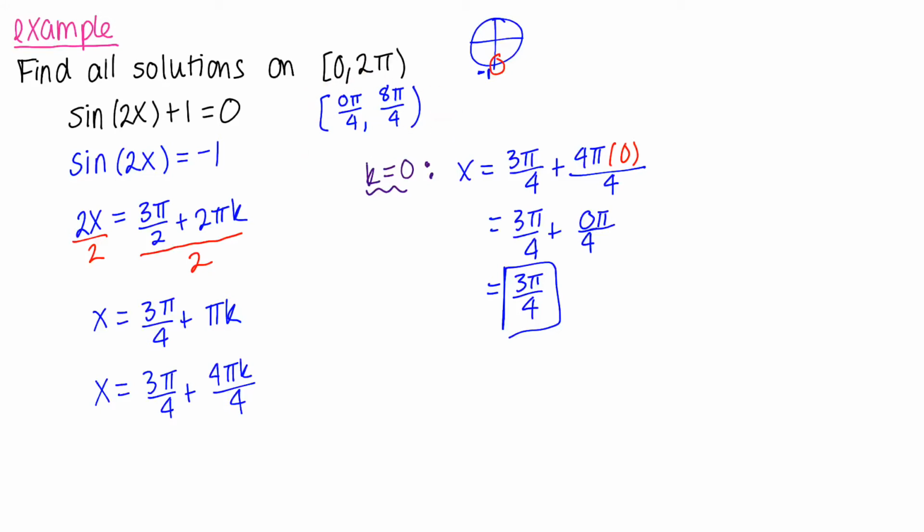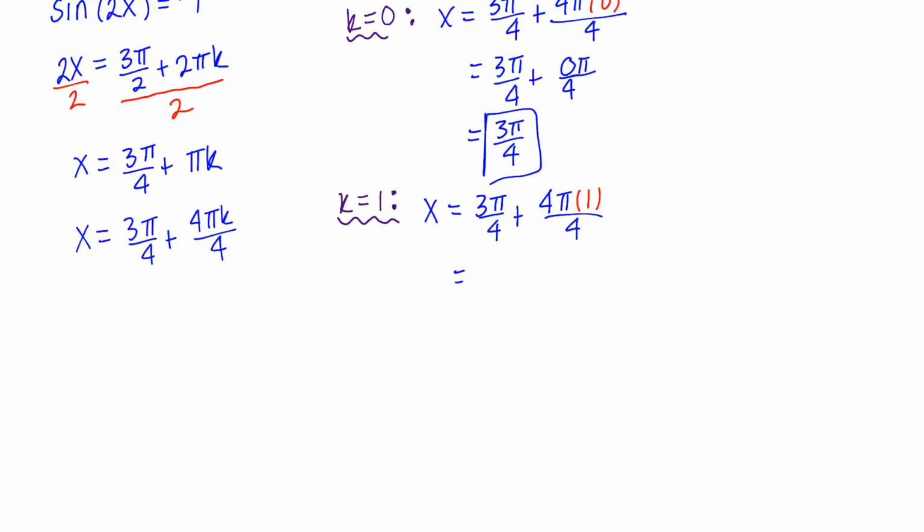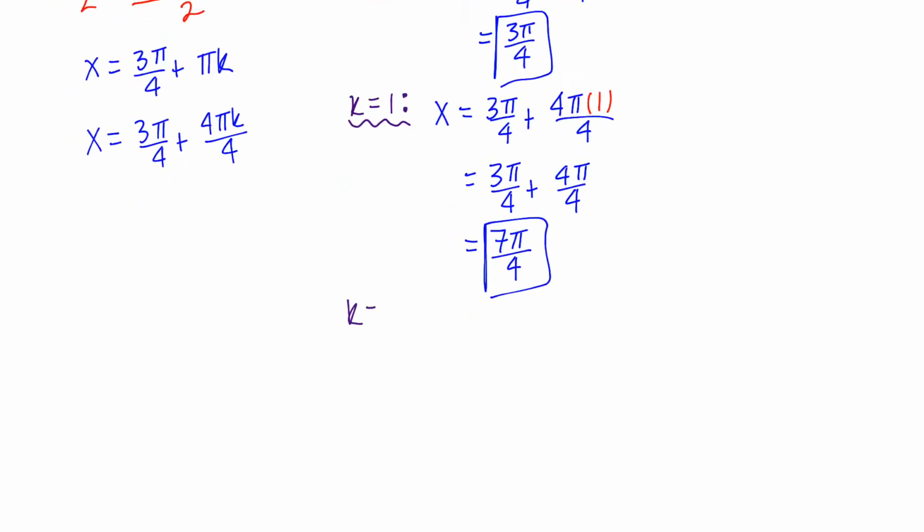I'm going to go ahead and try k equals 1. So you just increment by 1. And now you're plugging in 1. So you have x equals 3 pi over 4 plus 4 pi times 1 over 4. So I have 3 pi over 4 plus 4 pi over 4, which gives me 7 pi over 4. Okay. That's still within our interval, so now we'll try k equal to 2.